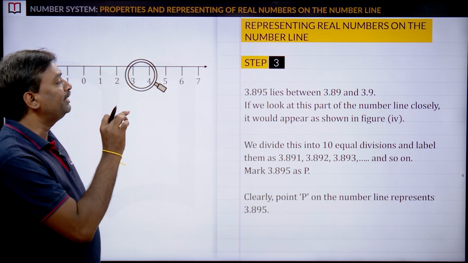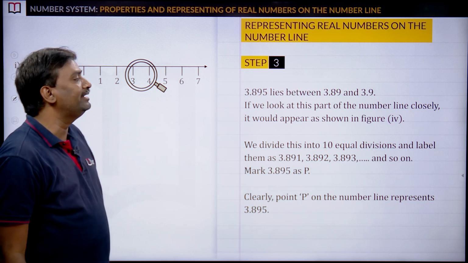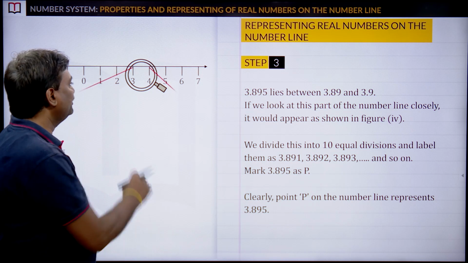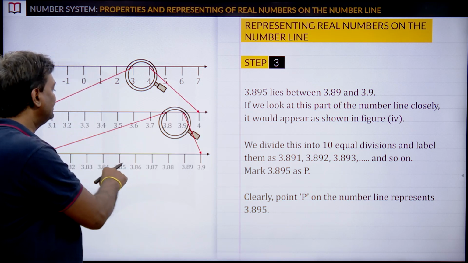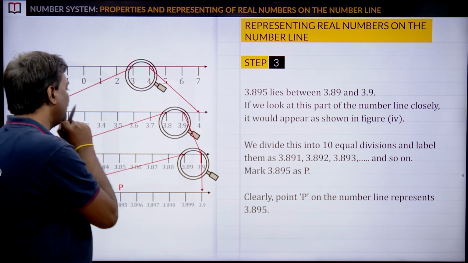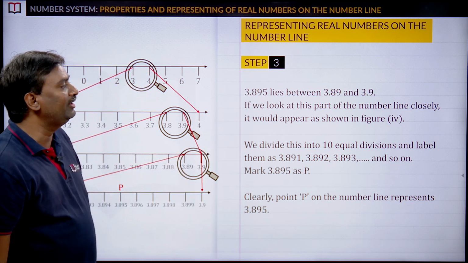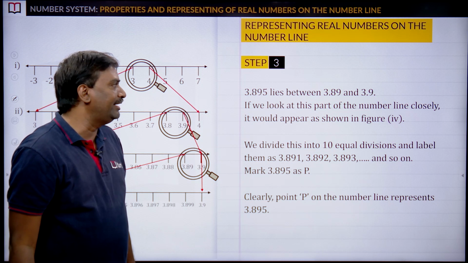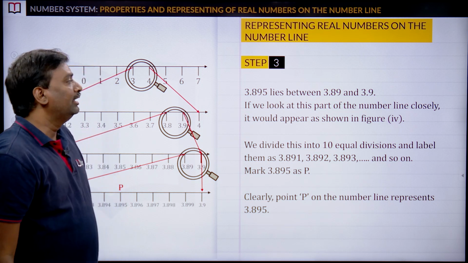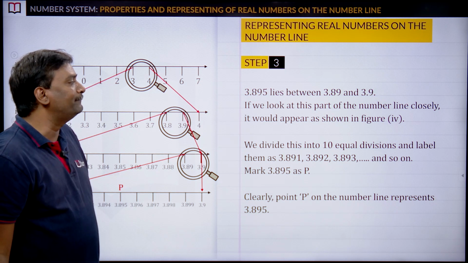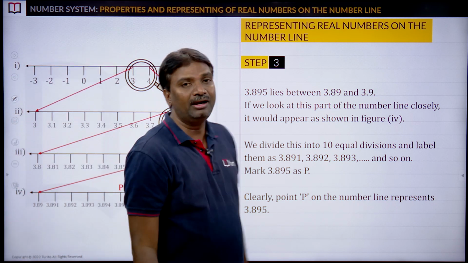3.895 lies between 3.89 and 3.9. Again, you can use the lens. So, this is 1, 2, 3 and this is the fourth one. 3.895 lies between 3.89 and 3.9. If you look at this part of the number line closely, it would appear as shown in figure 4.